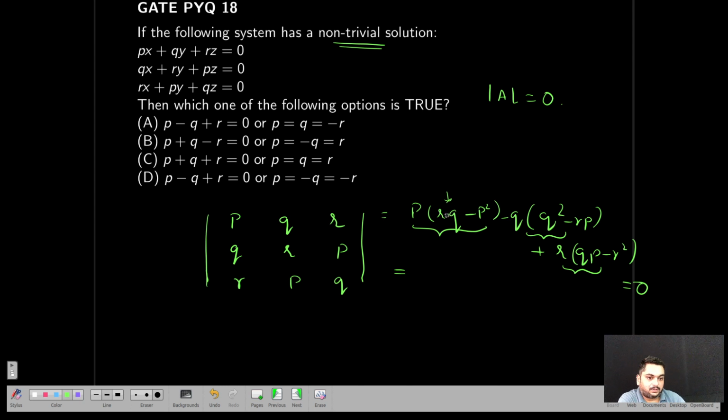So that means what? RQ should be equal to P square. That means what? P is equal to R equal to Q. This is the answer. So P equal to R equal to Q. So that means P plus Q plus R will be also equal to 0.